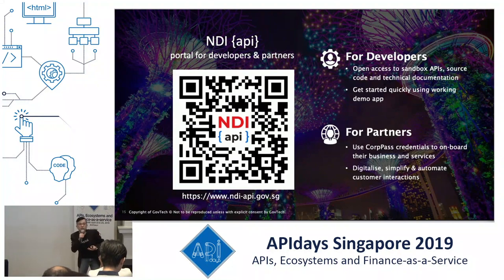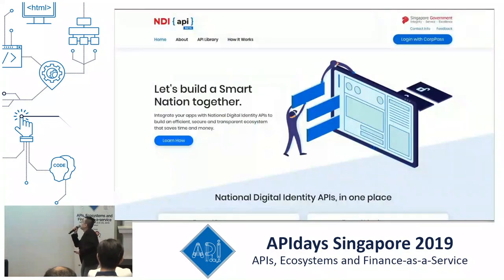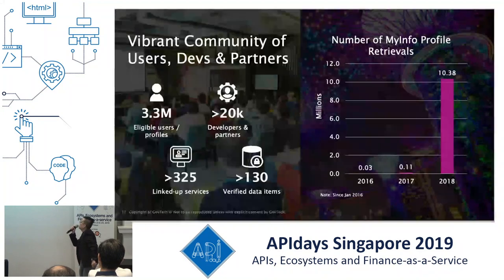And for the partners, the business people, you are able to log into CorpPass and then apply for link-up requests with MyInfo, and then create applications that make use of that approved link-up request, right? And then start integrating your application with MyInfo. So this is how it looks like. If you went there, you should see how it looks like. Okay, if later there's time, I will go through, right?